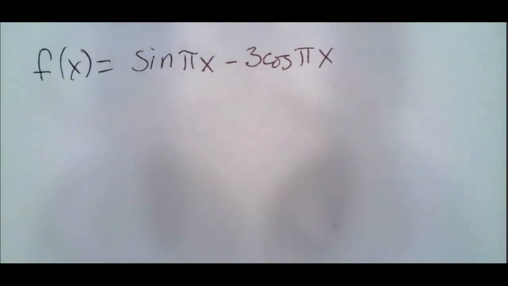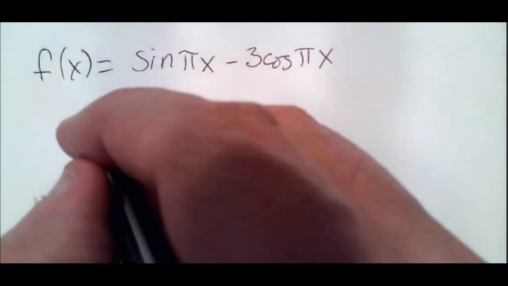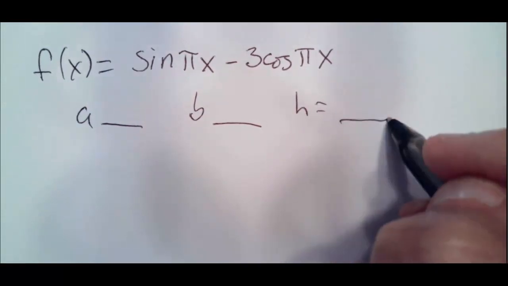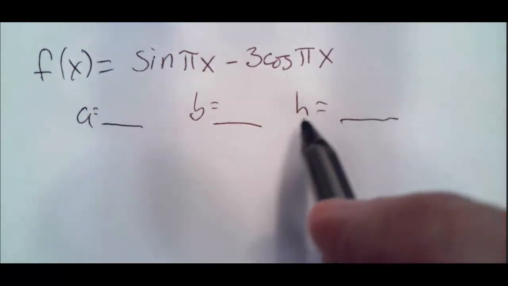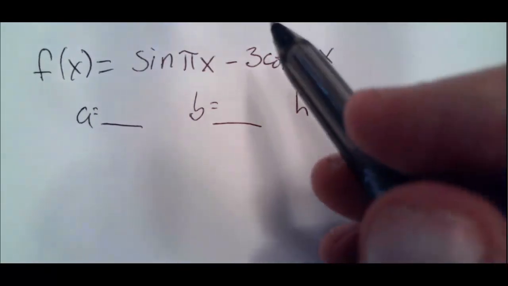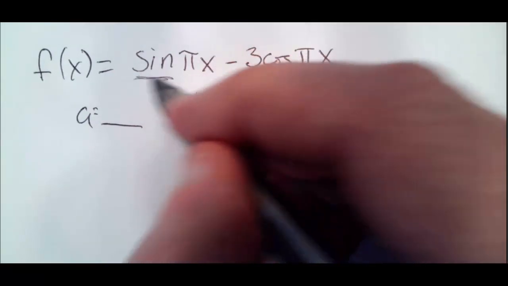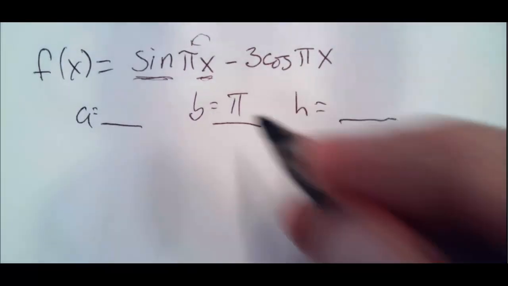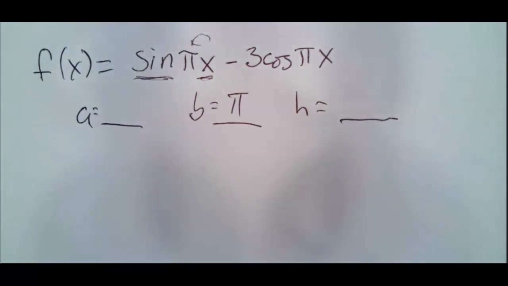All right, let's first list our A, B, H. We already know that B is the easiest. B is the number in front of X with sine. So here's sine, here's X, but what's in front? Instead of having 1 or 2, we actually have pi. So B is pi. It's always whatever's in front of X that you're going to put for your B. Now, let's go ahead and graph this and see what's going to happen.